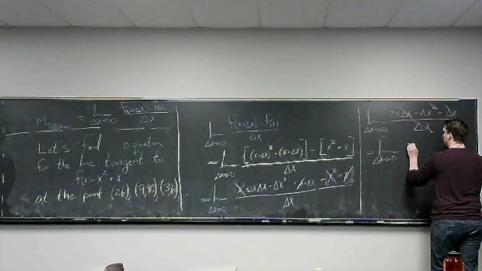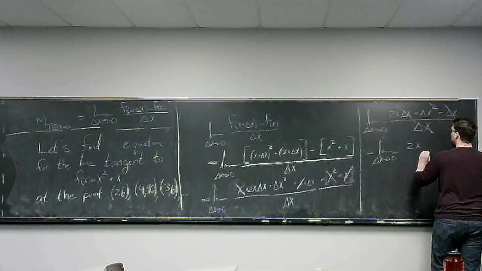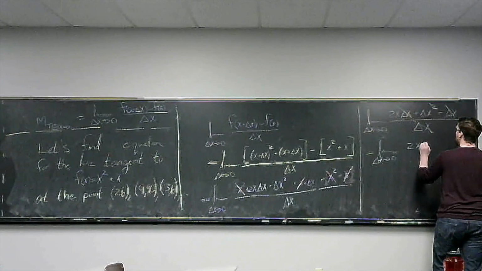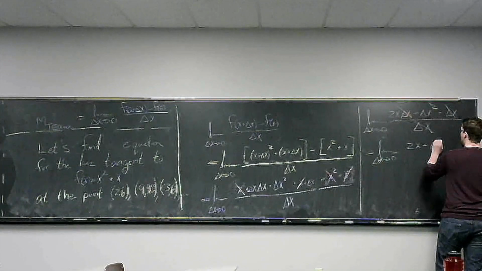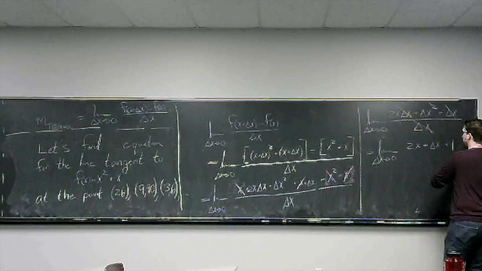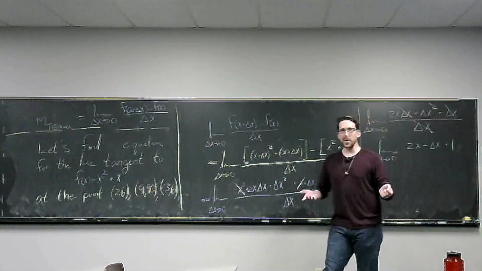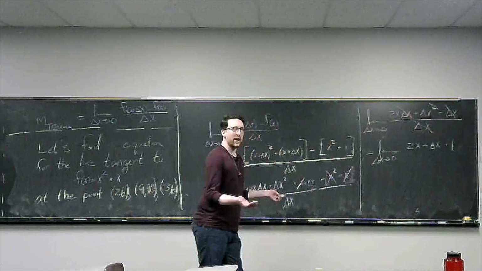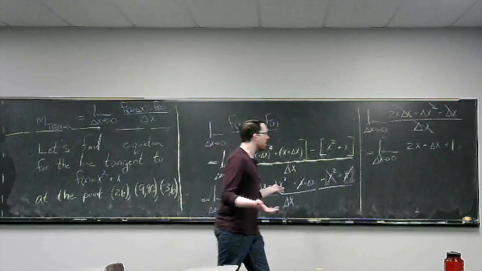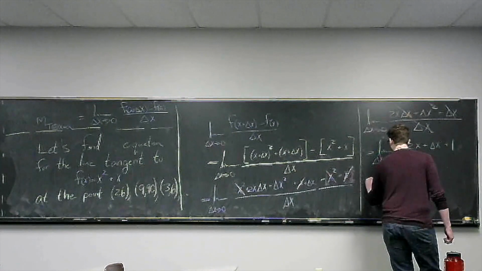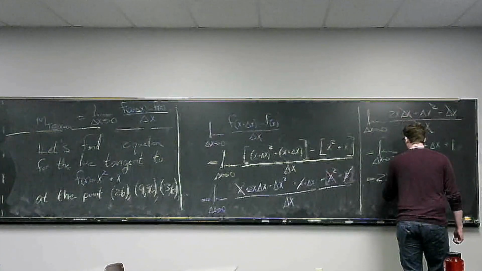To get that this is all equal to the limit as delta x goes to 0 of 2x plus delta x plus 1. But delta x is going to 0, and nothing else changes. So we're just going to be left with 2x plus 1.